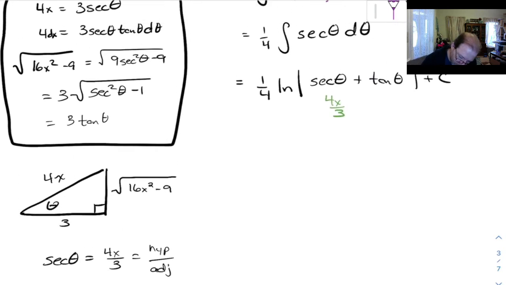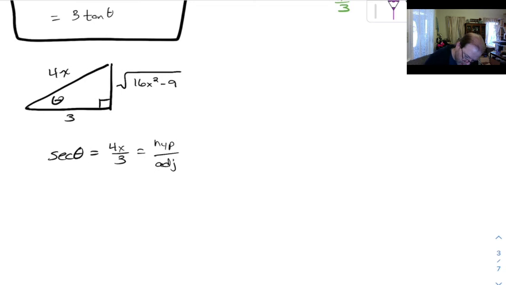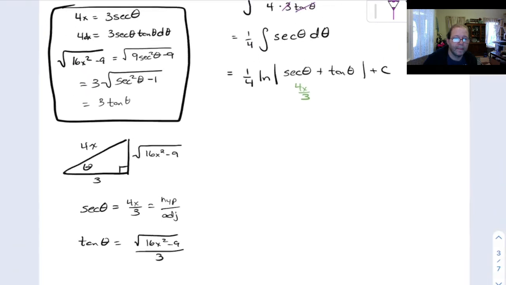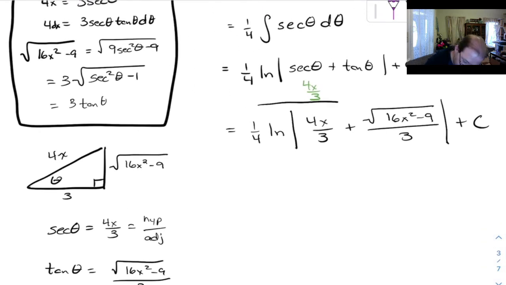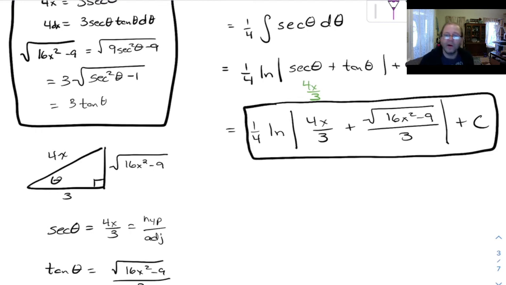Okay, so if that's secant, what do we need? We need tan. So tan theta, that's opposite over adjacent. So it gives us this. So I can rewrite my answer as 1/4 ln of 4x over 3 plus square root of 16x squared minus 9 over 3 plus c. And it's perfectly fine to leave my answer like this. However, that's not how the book is going to have the answer written. If this problem were in the book and you looked at the answer, it would look like this.